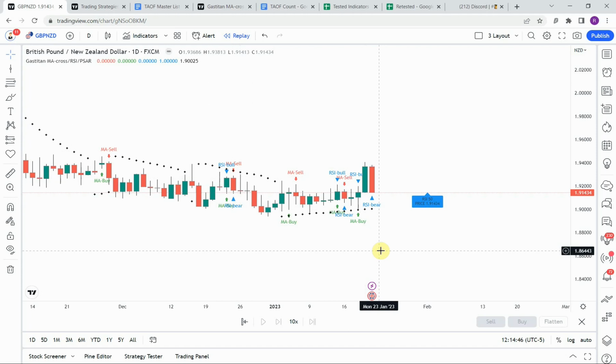Today we will be looking at an advanced testing of the Gastitan MA Cross RSI Parabolic SAR.